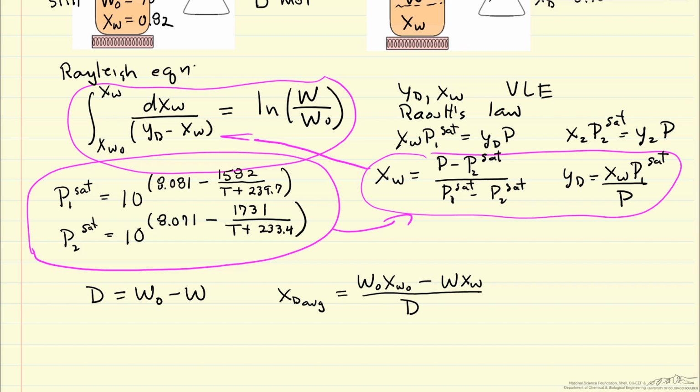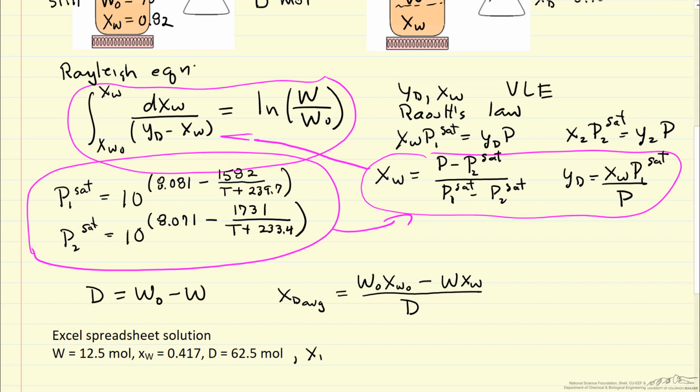So that tells us when we stop solving the problem, basically. So we're going to solve this using a spreadsheet. Here's the solution. We have 12.5 moles left. Mole fraction, of course, of methanol is decreased significantly to 0.42, let's say. And we have 62.5 moles of the distillate. And remember the problem, the mole fraction of the distillate is 0.90 when we finished. So we'll, in a separate screencast, look at the spreadsheet that does this calculation.